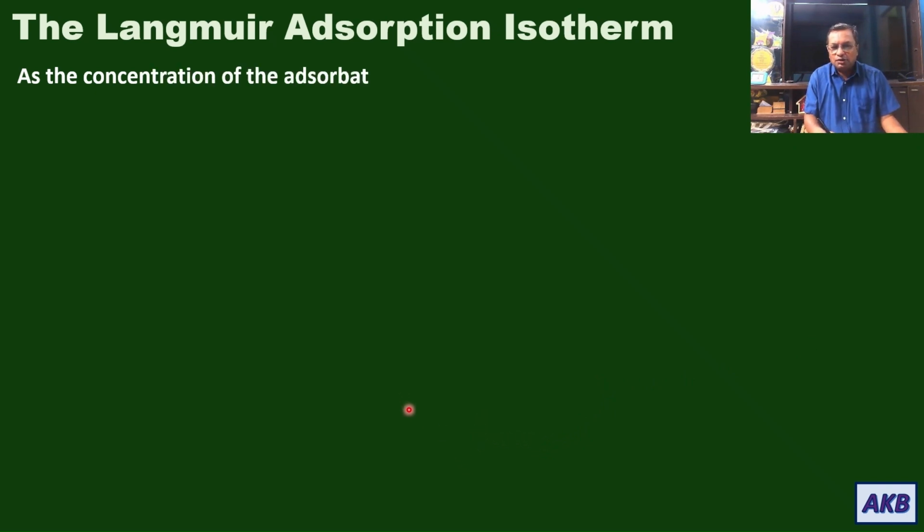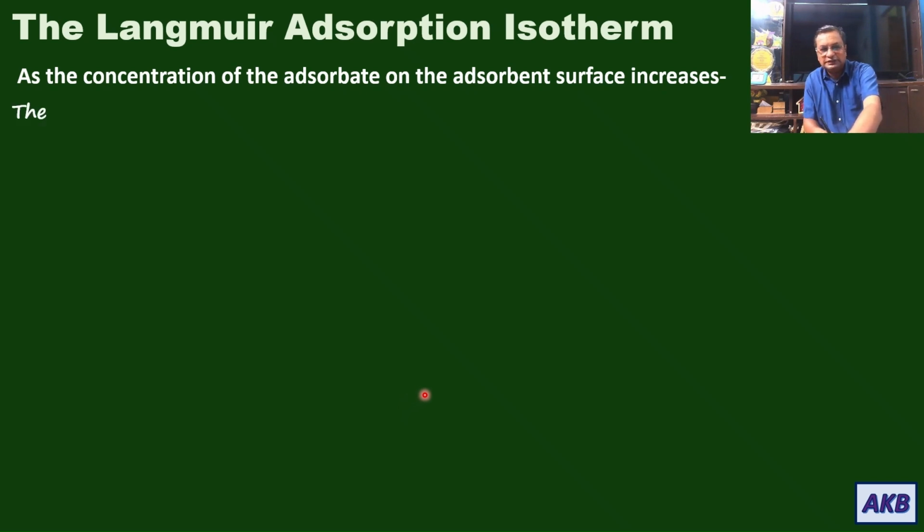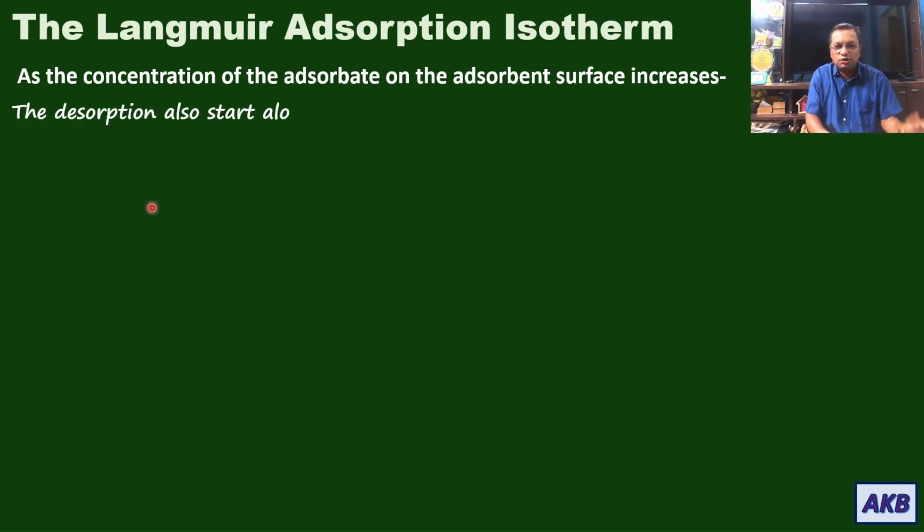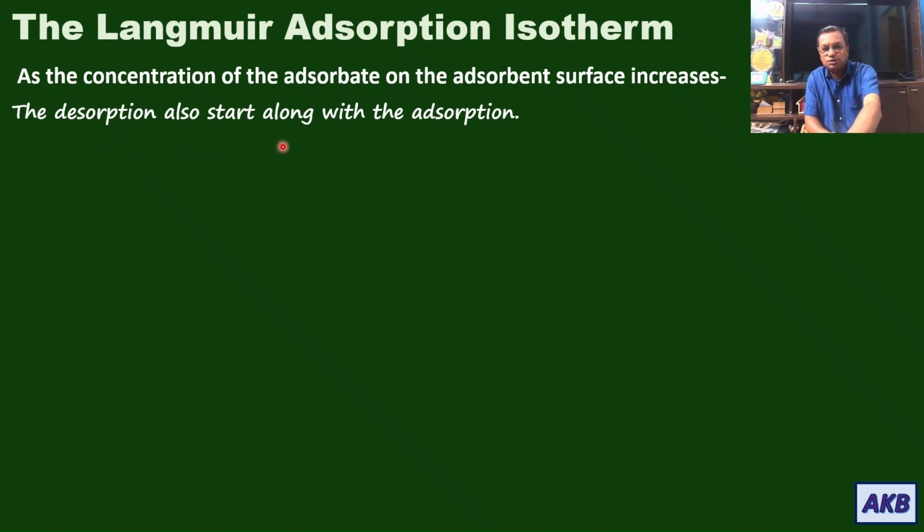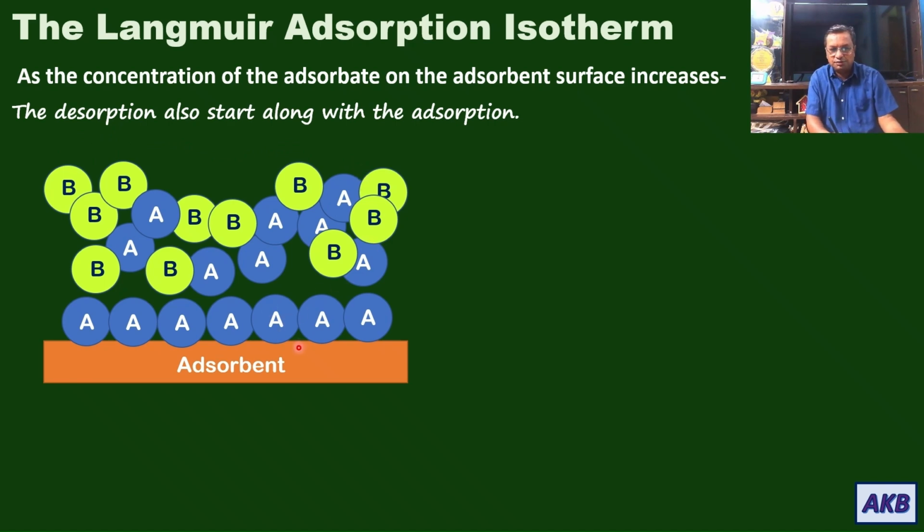As the concentration of the adsorbate on the adsorbent surface increases, what happens? The desorption also starts along with adsorption. In my discussion on adsorption equilibria, I have discussed how equilibrium is reached. When there is enough concentration of adsorbate on the surface of the adsorbent, the reverse process starts, which is desorption. So the desorption also starts along with adsorption.